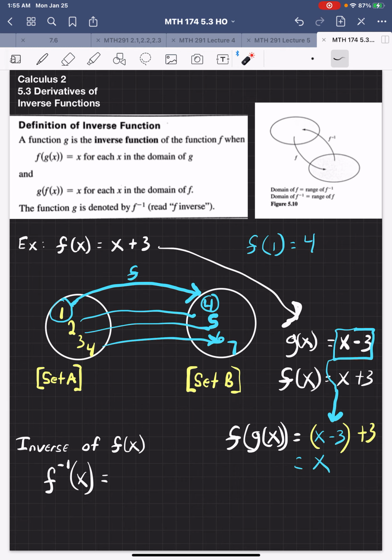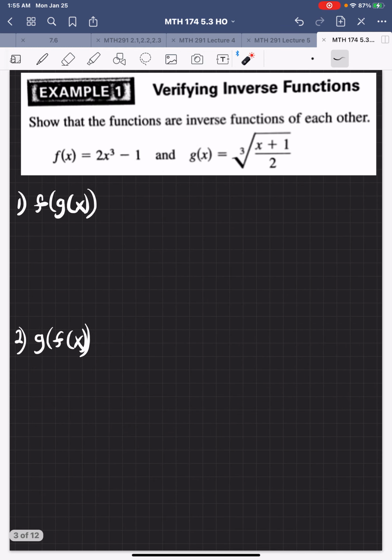Okay. So let's try it, right? So notice the first example. I give you f, I give you g, and you're asked to show that the functions are inverse functions of each other. So how do we show that f and g are indeed inverses? Well, we're going to do exactly what we did on the previous page. We're going to form a composite, f of g of x. So let's see what this looks like.